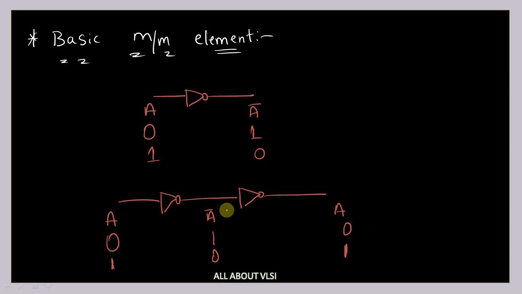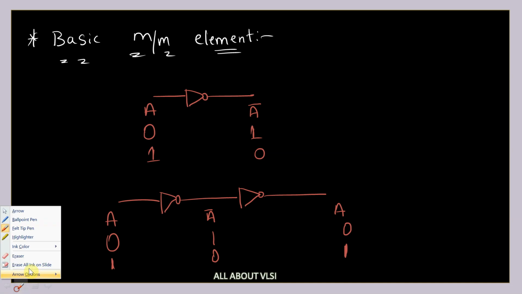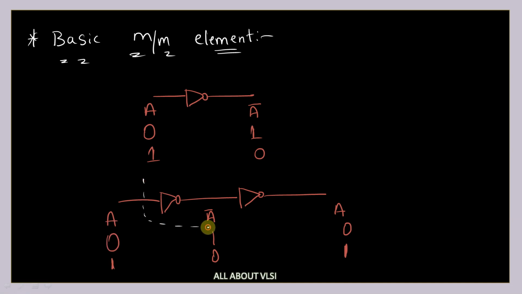So that means this particular circuit is holding your data for some amount of time. You can see here, if you apply 0, let's say we have some propagation delays in between. Let's say this propagation delay is 2 nanoseconds, and this one is also 2 nanoseconds. So after 4 nanoseconds, you are getting the same data at the output.